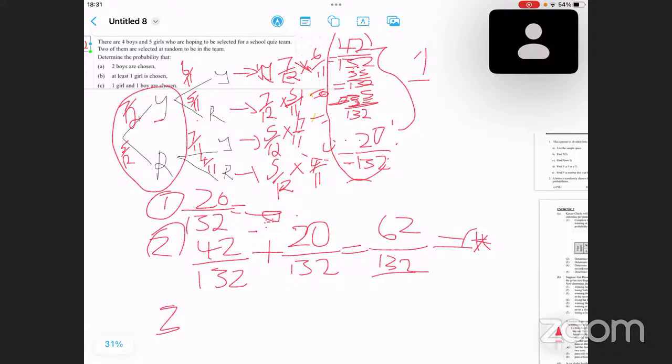For yellow and red, it was 7/12 multiplied by 5/11. And then you're going to add it with red and yellow, which is 5/12 multiplied by 7/11. We already got the answer, which was 35 divided by 132. So you're going to add those two together: 35 divided by 132 plus 35 over 132. 35 and 35 is 70, so it's going to be 70 divided by 132. Do you guys get it?